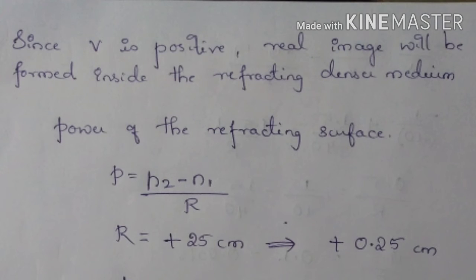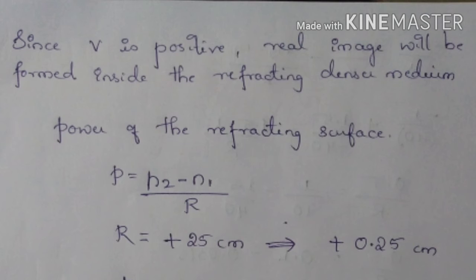So here the value of V which we got is positive. So if V is positive, a real image will be formed inside the refracting denser medium, which has the value 1.5. Since V is positive, we can say that the real image is formed inside this denser medium.